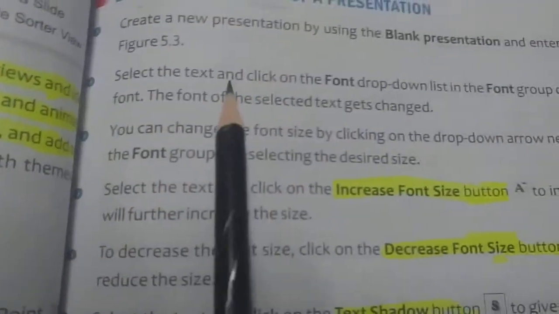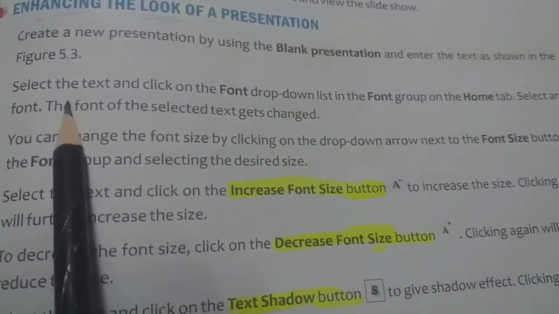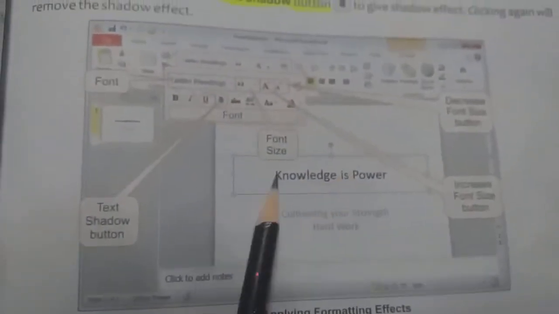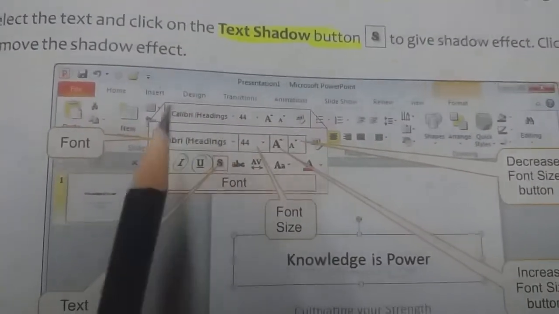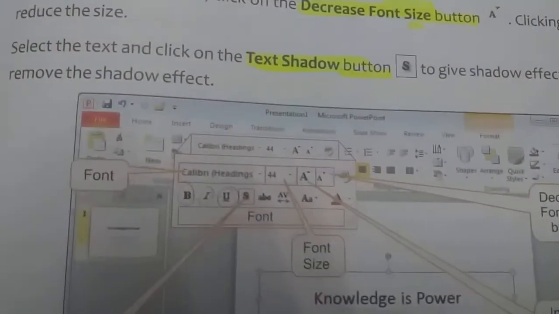So select the text and click on the font drop down list in the font group on the home tab. Select any font. The font of the selected text gets changed. After selecting this text, we have to click on the font option. Yes, we have to choose this font option under the home tab.